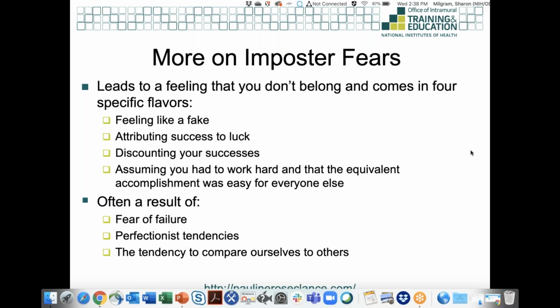And then finally, a fear of failure. That leads to imposter fears. And remember, we talked a lot about growth mindset last week. If we can find our growth mindset, we might be able to embrace our failures just a little bit more, and again, soften imposter fears.